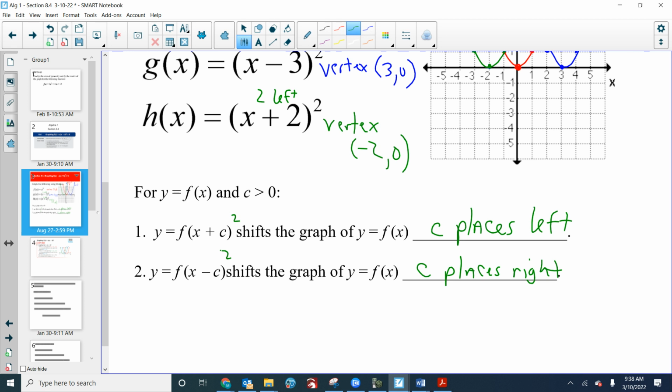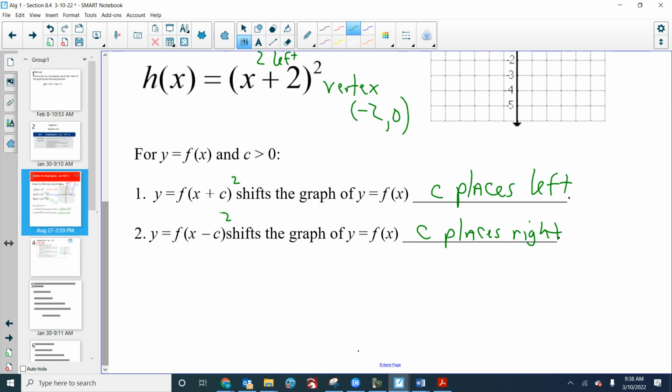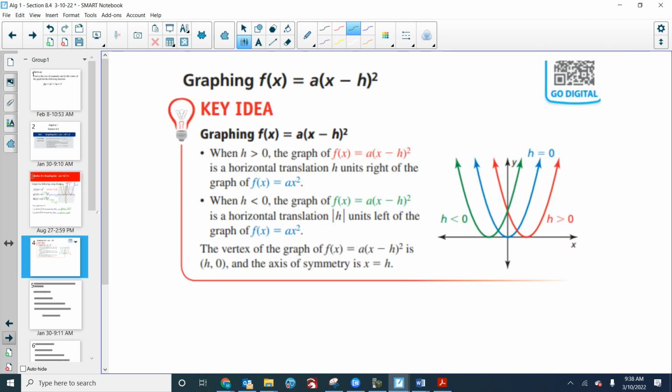Okay, so this kind of explains what we did, guys. If h is greater than 0, it's going to do what? It's going to go to the right. Okay? And then if h is less than 0, it's going to shift it left. All from our original x squared right in the middle there.